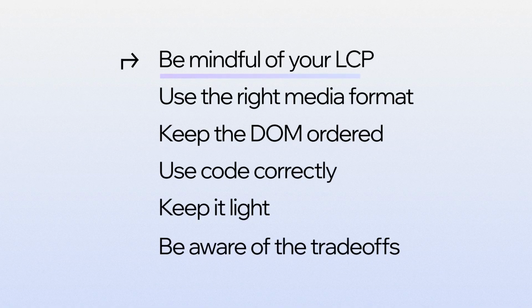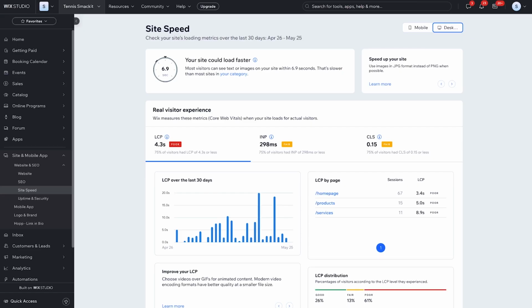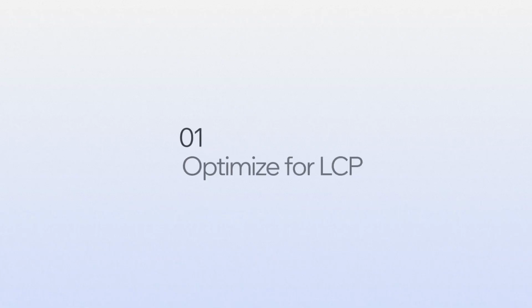There are a few best practices to keep in mind while designing your client's sites on Wix Studio to enhance their performance and boost their SEO. These include being mindful of your LCP, using the right media format, keeping the DOM ordered, using code correctly, keeping it light, and being aware of the trade-offs. Let's take our tennis site, which currently has this low LCP score, CLS score, and IMP score. Let's implement some of those best practices and check our progress along the way.